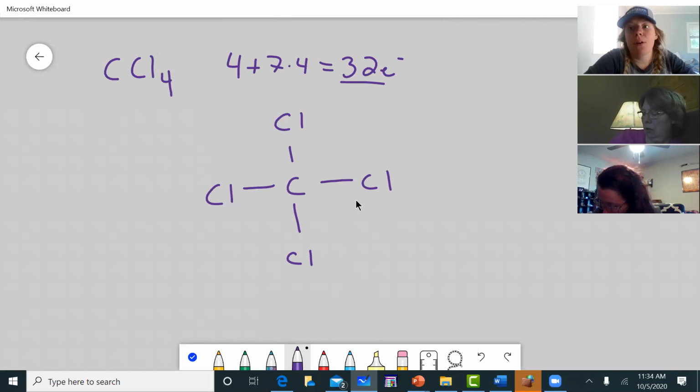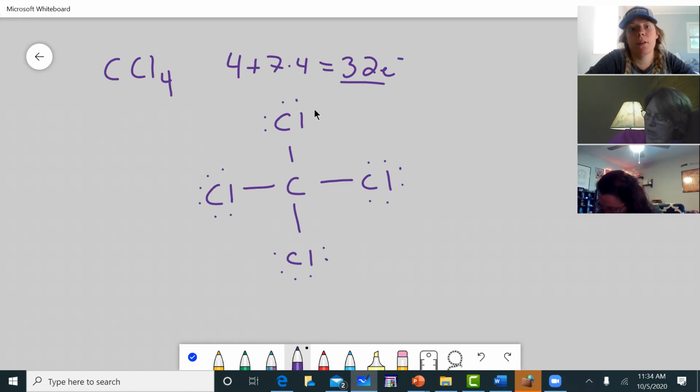Now make the outer guys happy first and then work to the inner. So we can start with this chlorine over here. This chlorine has access to 2 electrons. It wants 8, so I'm going to add 6 more. Same thing with this chlorine, we're going to add 6 more. Same thing with this chlorine and this chlorine.